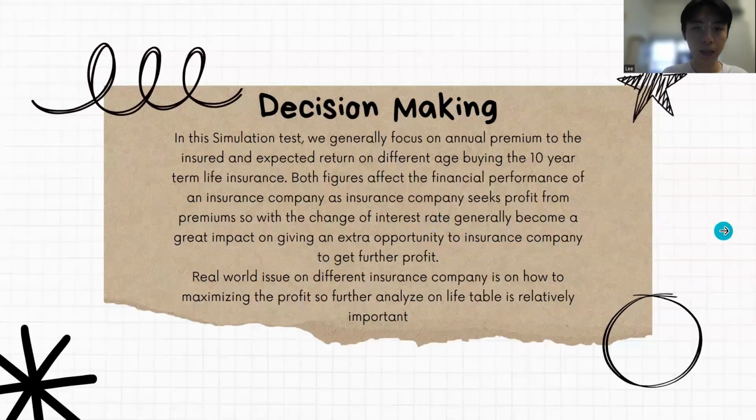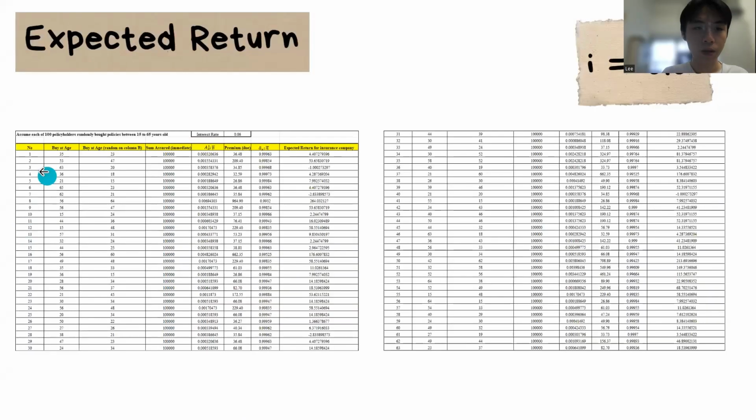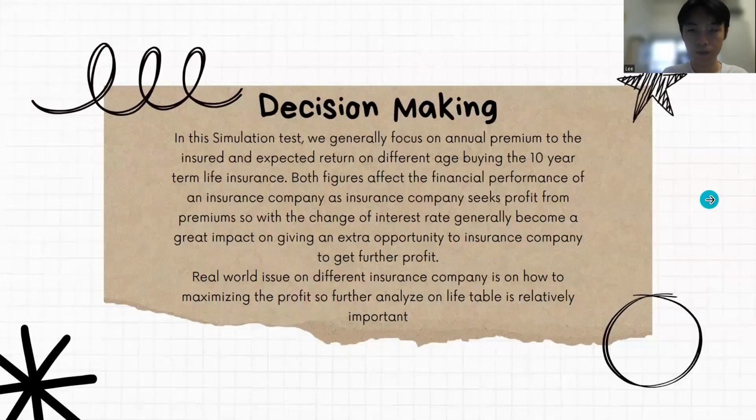So it comes to the decision making. In the simulation test, we generally focus on the annual premium insured and the expected return at different ages buying the 10-year term life insurance, just like just now. For the first policyholder, you buy at age 23. We use a random generator from 15 to 65. Both figures affect the financial performance of an insurance company, as an insurance company seeks profit from annual premium. Mostly all the revenue generated by the insurance company is from the annual premium.